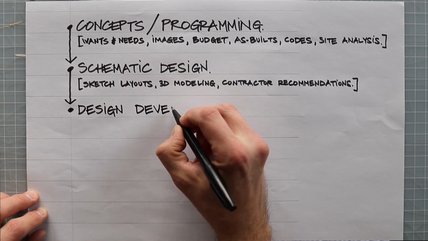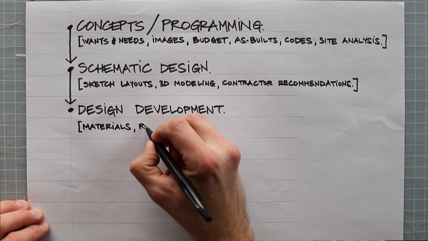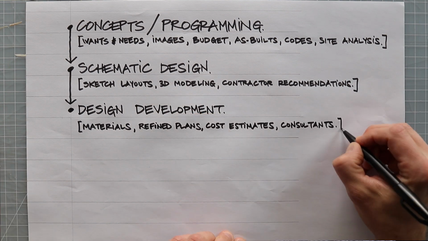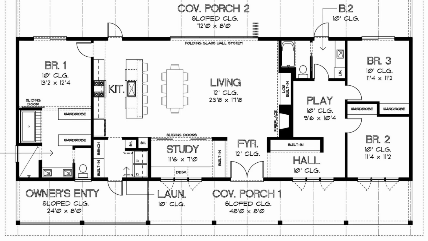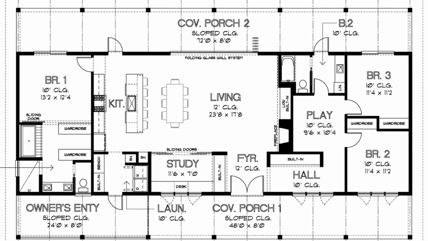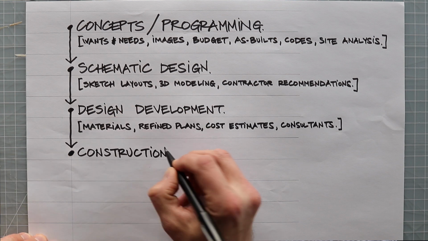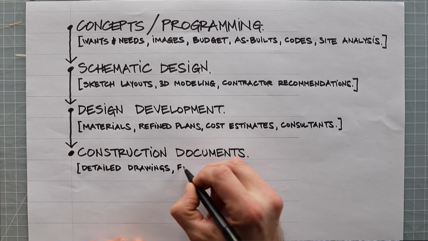The next phase is design development, where your plans are refined even further. You'll start to look at specific material choices, begin to fine-tune the dimensions of your spaces, and even identify door and window types. This is the phase where you'll typically bring in outside engineering consultants for mechanical, electrical, plumbing, and civil. And at this stage, your plans should all be computer generated so that you can start to get ballpark cost estimates from contractors.